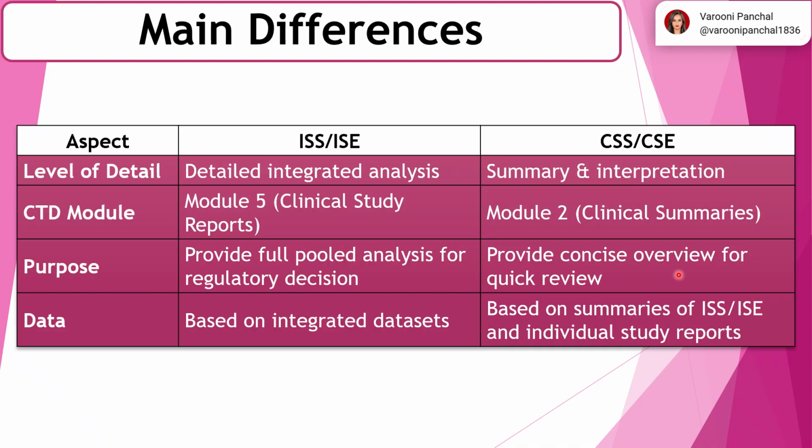The data that is used in ISS and ISE is based on the integrated data sets. Say for example, there are multiple data sets, around 10 to 12 studies, right? So the 10 to 12 studies need to be combined either vertically or horizontally, and based on that combined database you generate your derived data sets, SDTM data sets, ADaM data sets, and then do the TLF generation. So that's how data is utilized. Whereas in CSS and CSE, it is based on summaries of ISS and ISE and individual study reports.